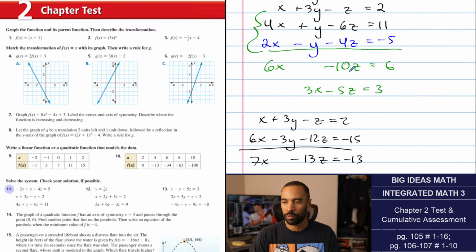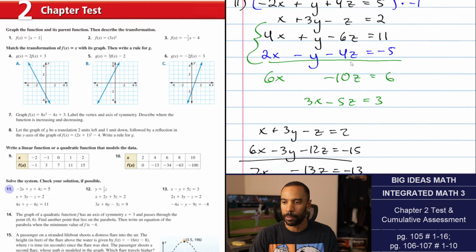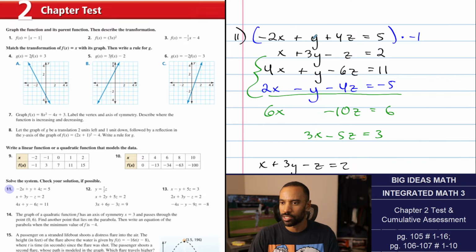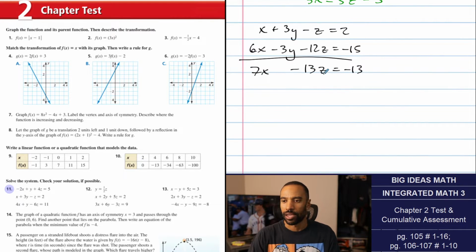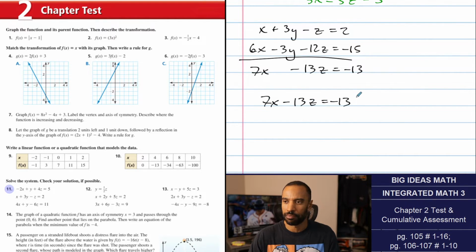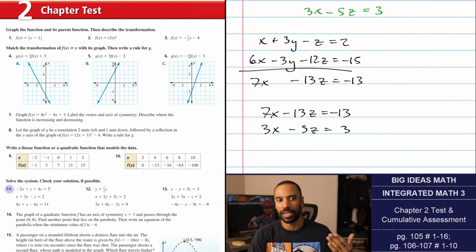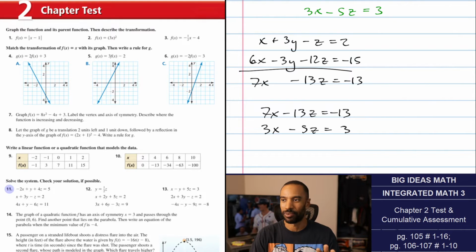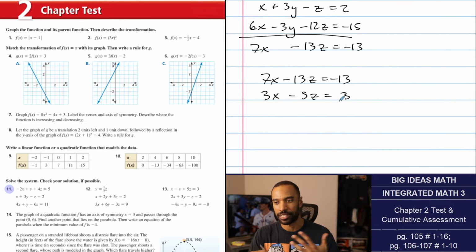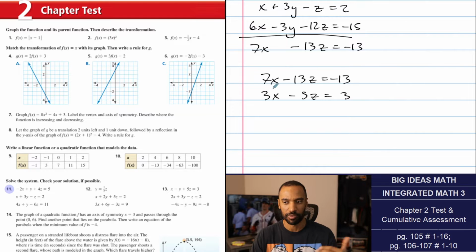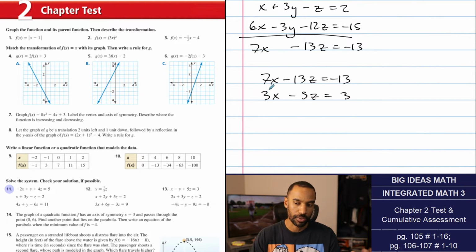Now, these numbers don't really pan out for me in a decent way, though, right? Let me make sure I multiplied that all right. 6x minus 3y minus 12z is negative 15. Yeah, I think so. Okay, so I got this equation here, 7x minus 13z equals negative 13, and 3x minus 5z equals 3. Still a long way from solving this in the end, right? So far, it's not looking like a good set of values. If I want to use the elimination method to solve this, I've got to find a least common multiple of 7 and 3, or 13 and 5. Might as well do 7 and 3.